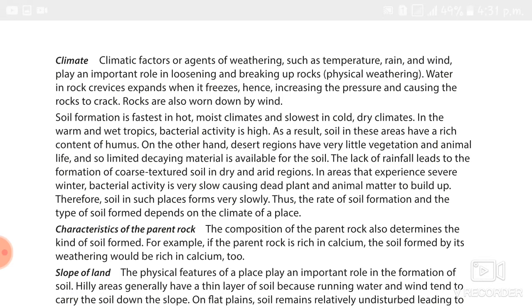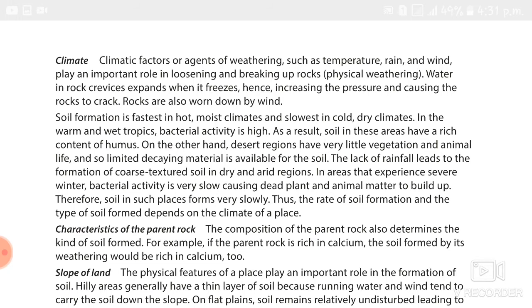Or if the parent rock has potassium or any other components, the soil formed by its weathering will also be rich in the same content. So that is the characteristics of the parent rock. Understand that? And the next factor is the slope of land. Here the physical features of the place are important for the formation of soil.